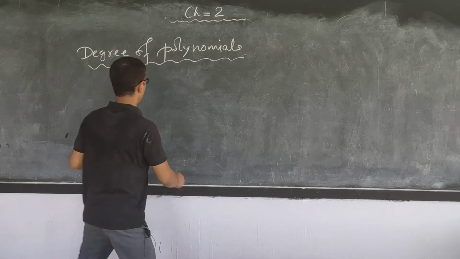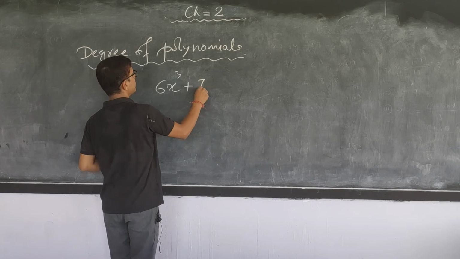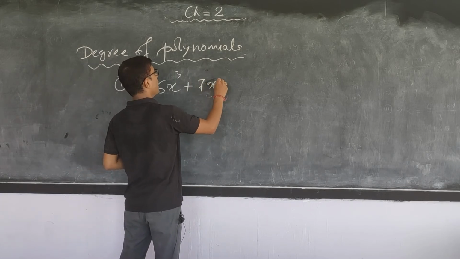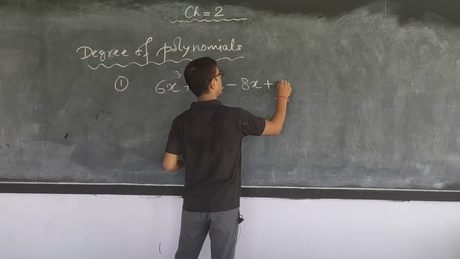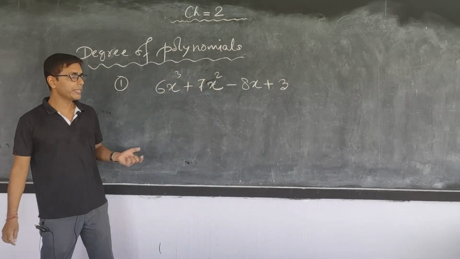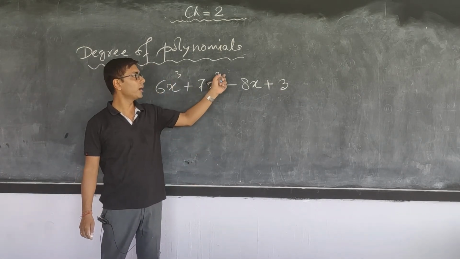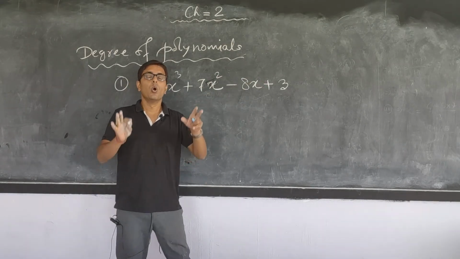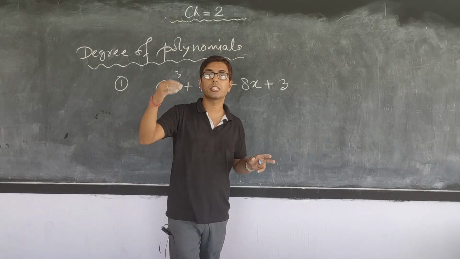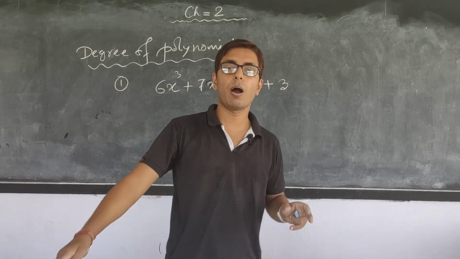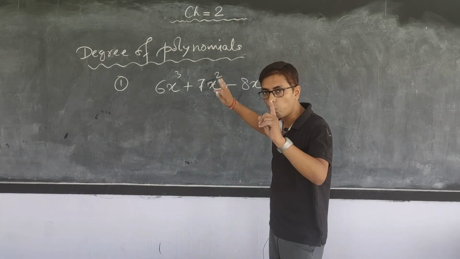That's it. Suppose, one example I am considering here, suppose 6x cube plus 7x square minus 8x plus 3. Whether it is a polynomial or not, definitely it is a polynomial. Why it is a polynomial? Yes, because the power on the variable are the whole numbers. That's it. Now, what is the degree of the polynomial? You have to check the power. What is the highest power on the variable?